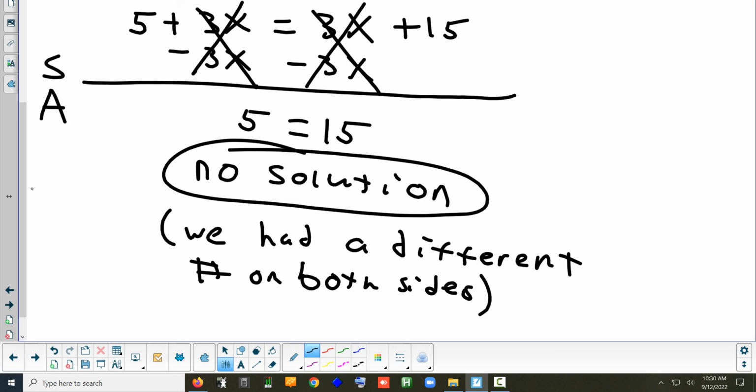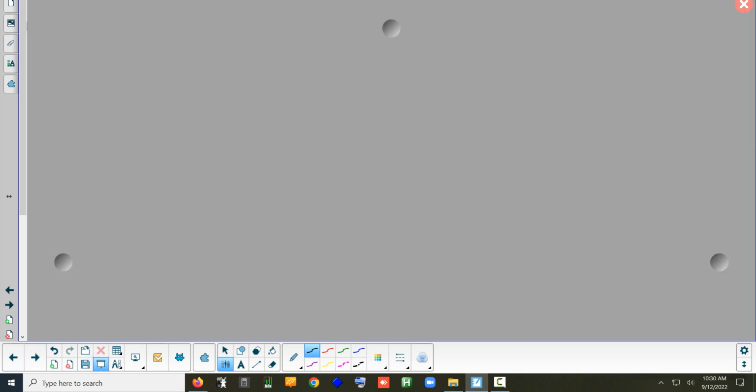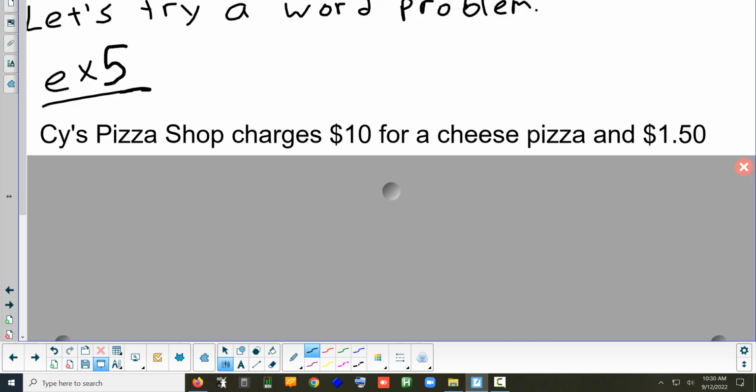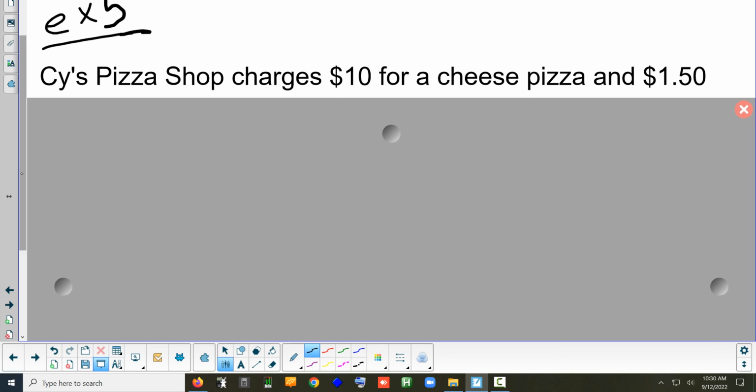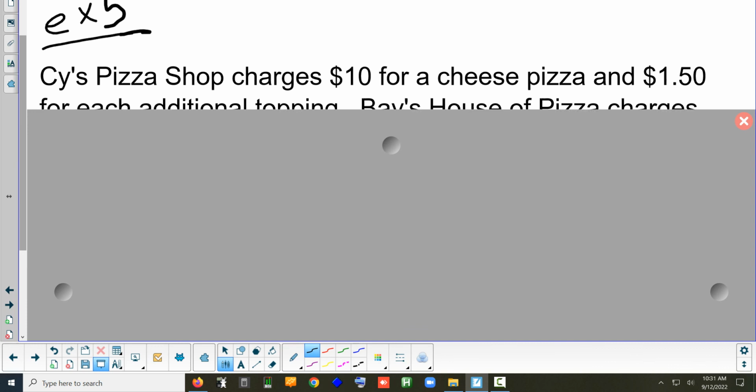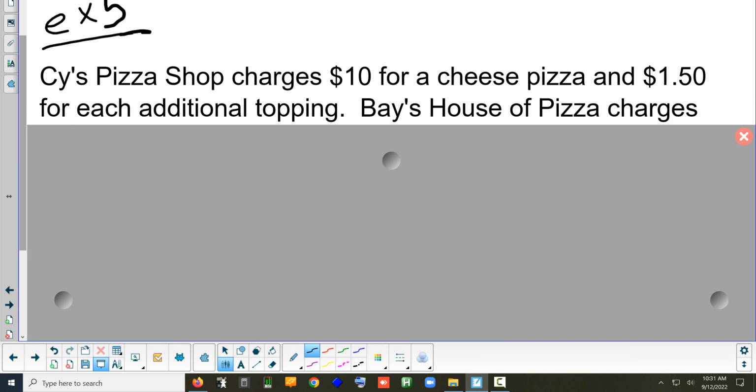I usually print the word problem. I think I forgot to print the word problem on this one. So I'm just going to give you the word problem kind of step by step. So this one says, Size Pizza Shop charges $10 for a cheese pizza and $1.50 for each topping. So that's the first pizza place.